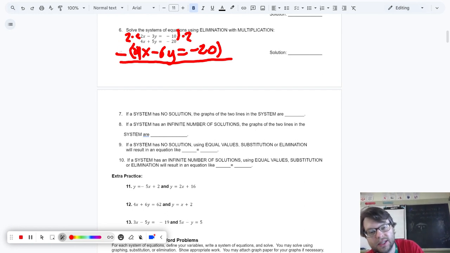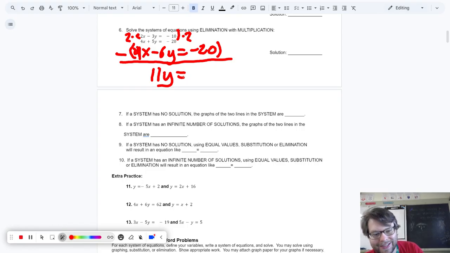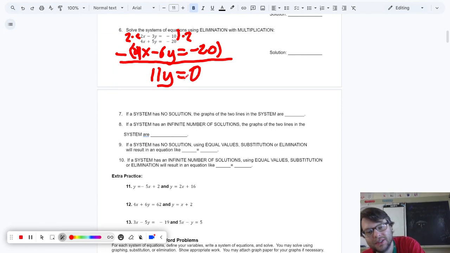Be careful, I've seen a lot of students mess up here. I know that 5 plus negative 6 is negative 1, because 5 minus 6 is negative 1. But I'm not minusing 6. I'm minusing negative 6. Minusing negative 6 is the same as adding 6. So I actually get 11y here. Again, be careful with the right-hand side. I have negative 20 minus negative 20. You have something, you minus it, you end up with 0. So negative 20 minus negative 20 is 0. Dividing by 11 gives me y equals 0.